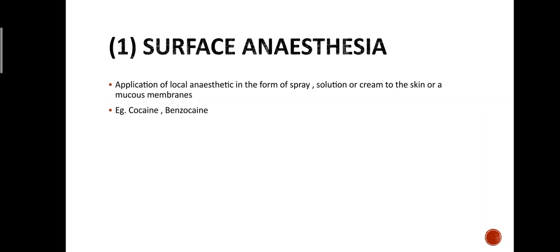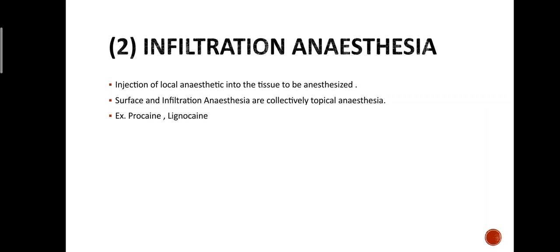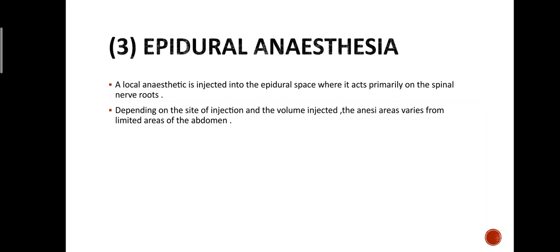Surface anesthesia. What is surface anesthesia? Application of local anesthetic in the form of spray, solution, or cream to the skin or a mucous membrane. Example, cocaine, benzocaine, etc. Second main method, infiltration anesthesia: injection of local anesthetic into the tissue to be anesthetized. Surface and infiltration anesthesia are collectively called topical anesthesia. Example, procaine and lignocaine.